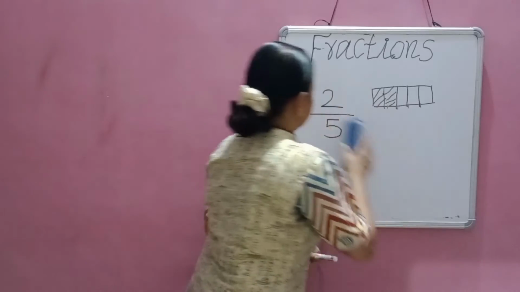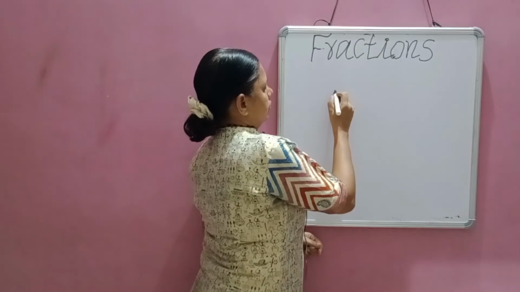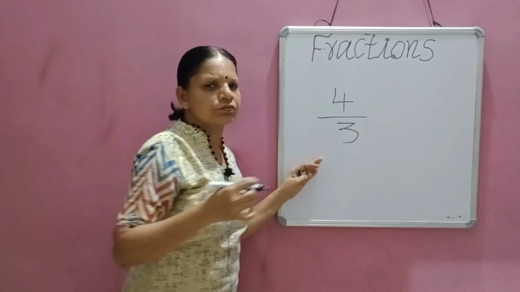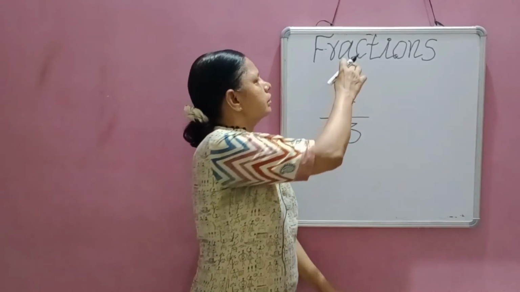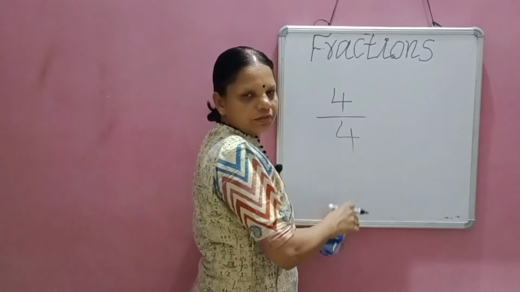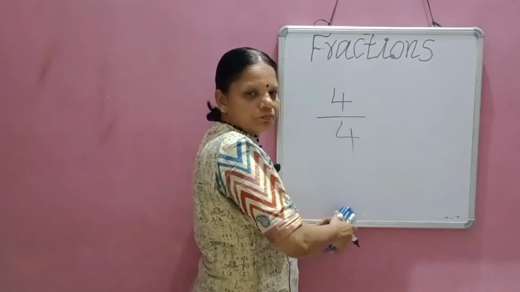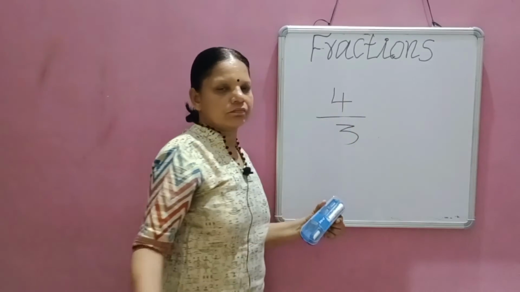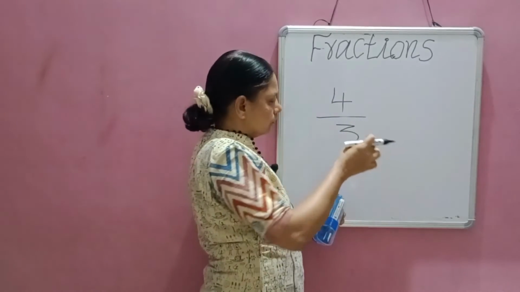Now consider this example. 4 upon 3. You know that it is also not an integer. If it is 4 upon 4, then it is an integer. We know that 4 upon 4 is 1, and 1 is an integer. But if it is 4 upon 3, which is the numerator? 4. Which is the denominator? 3.